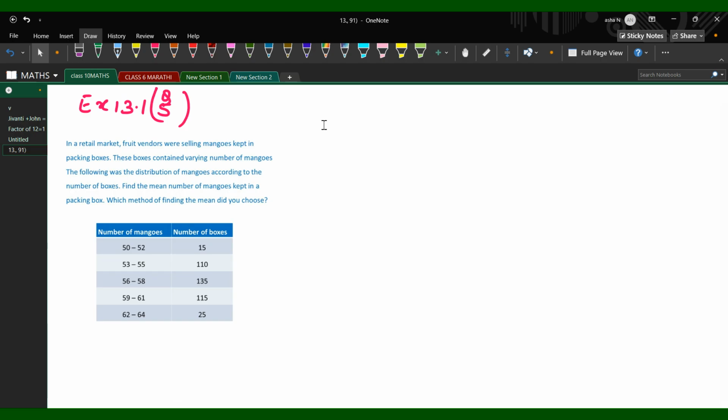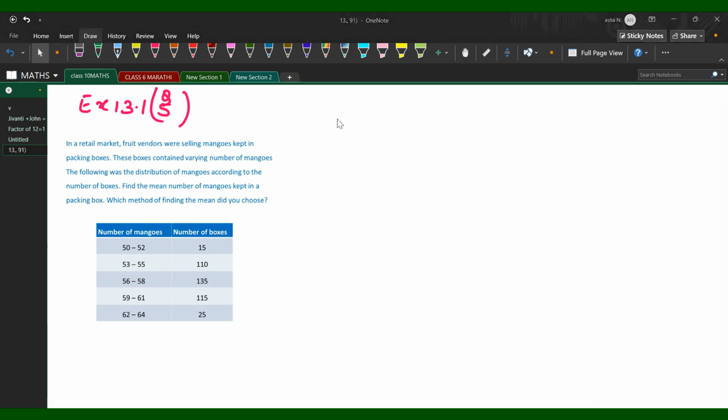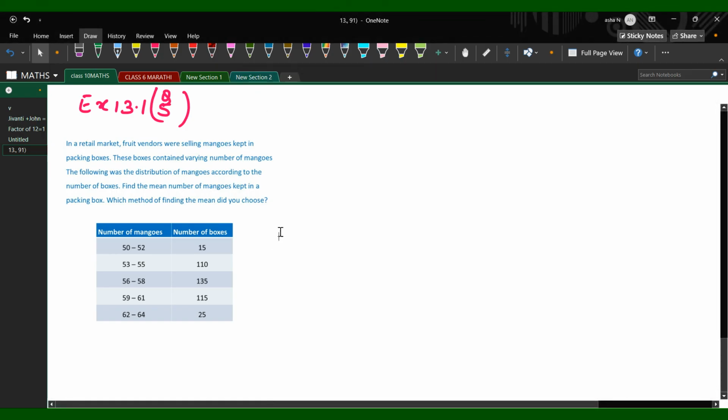Which method are you going to choose here? Again, they are asking you about the method. Any method you can choose. Which method did you find easy till now? The class intervals are not continuous here. Chalo, let us make it continuous. We add to the upper limit and subtract from the lower limit. What I mean to say is this.